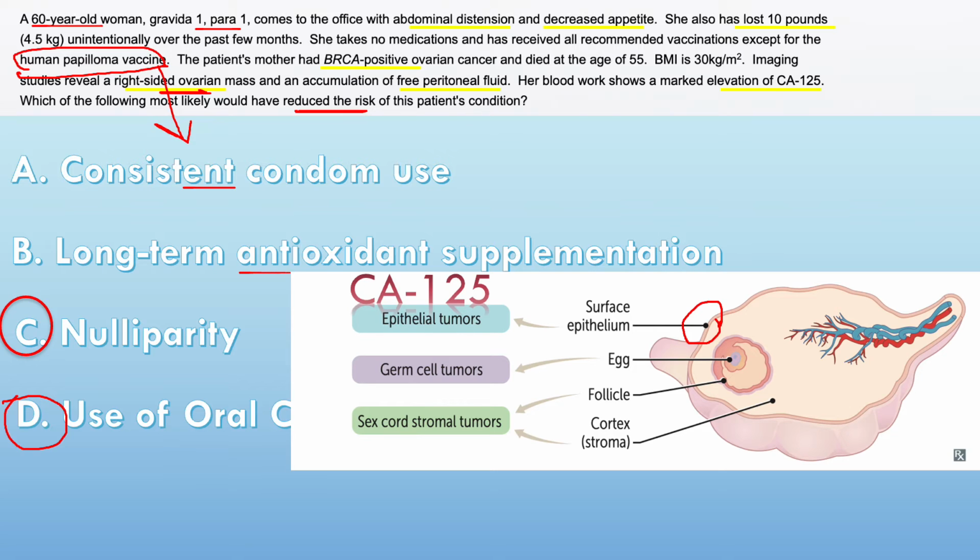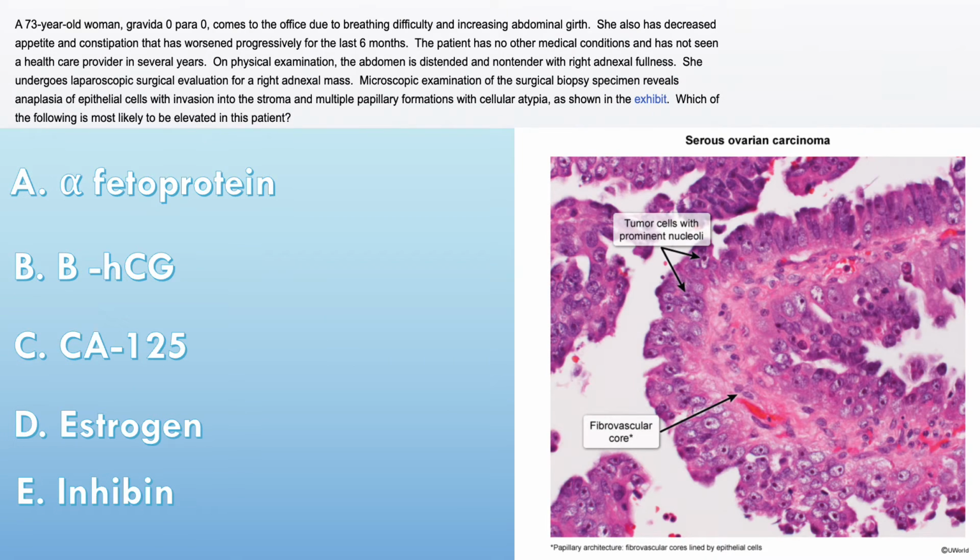Long-term antioxidant supplementation, it's actually not a protective factor for any type of cancer, let me tell you. Nulliparity is indeed a risk factor rather than a protective factor. So the correct answer is D. All right, moving on to the next question, and this will consolidate the information even more because it's also about surface epithelial tumors. So let's see.